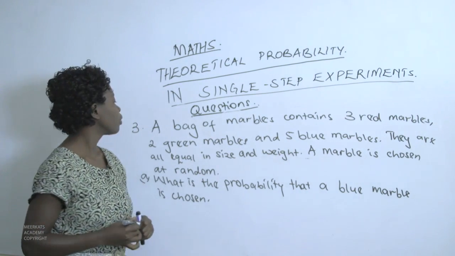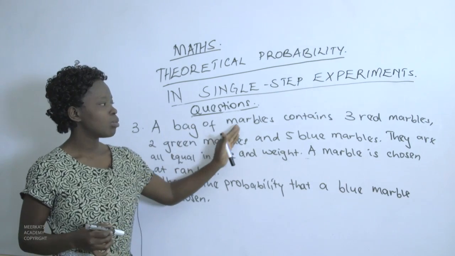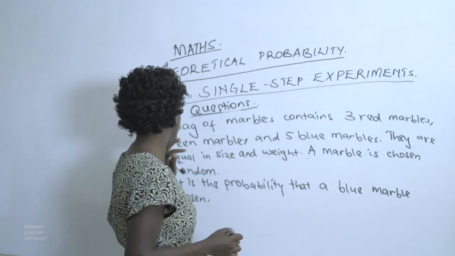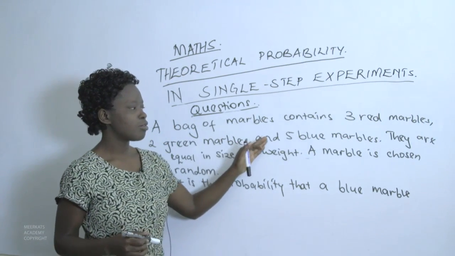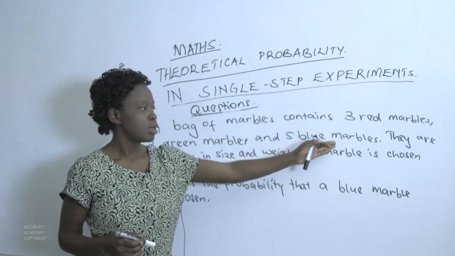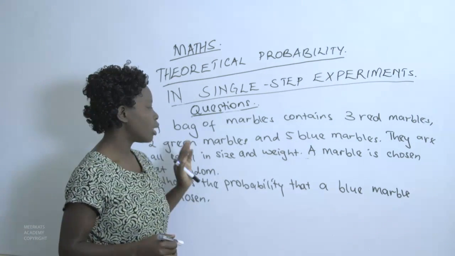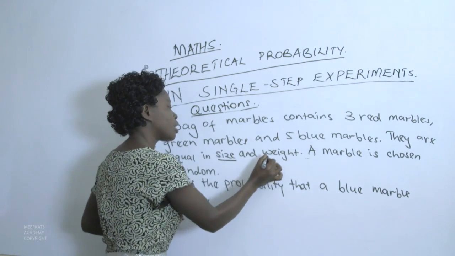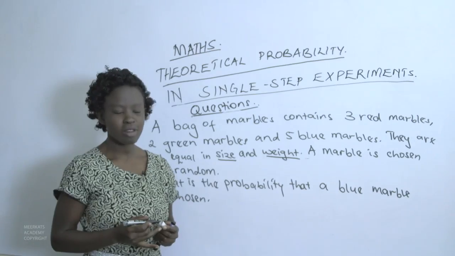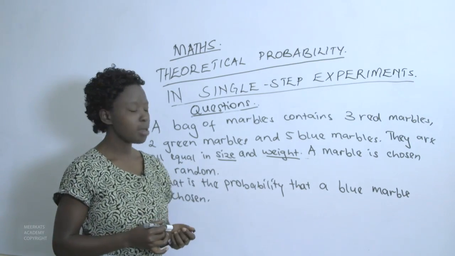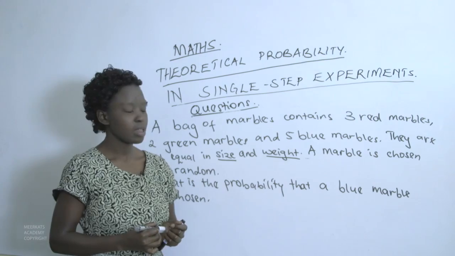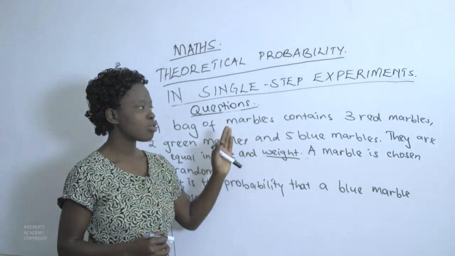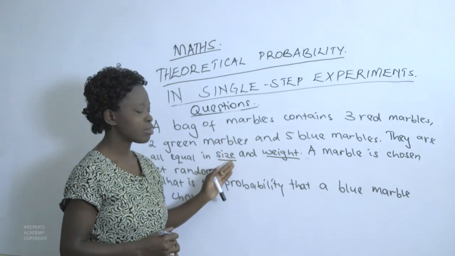So question 3: a bag of marbles contains 3 red marbles, 2 green marbles, and 5 blue marbles. They are all equal in size and weight. It is important to note that they are equal in size and weight. What does it mean? It means that it gives them all equal opportunities. There is no favored marble in this case because all of them are equal in size and weight.